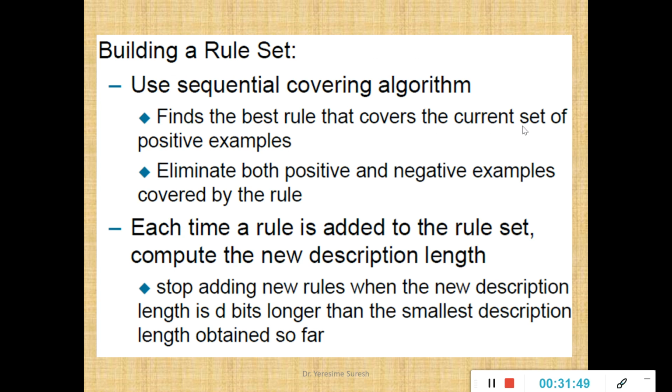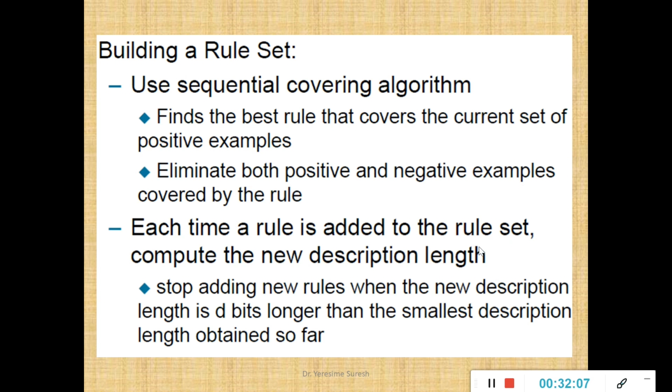Find the best rule that covers the current set of positive examples. What is your learn-one-rule function? The same thing. Cover more positive, and zero or fewer negative instances. Eliminate both positive and negative examples covered by the rule. Once the instances are covered, you are supposed to eliminate them. That's what I have done here.